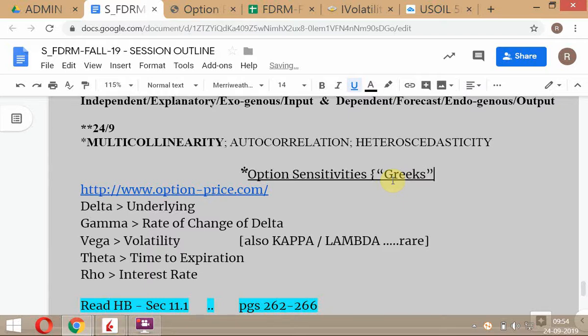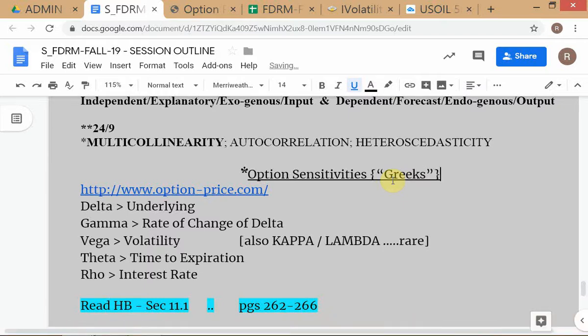So if you're looking at some option software and somebody tells you, show me the Greeks, what they mean is that they're talking about these sensitivities: delta, gamma. These are all letters of the Greek alphabet, except for Vega. Vega is actually not a letter of the Greek alphabet. That's why Vega is sometimes also referred to as kappa and lambda. Kappa is the letter of the Greek alphabet. But normally we refer to the sensitivity to vol as Vega. And even though Vega is not a letter of the Greek alphabet, all these things are referred to as Greeks.